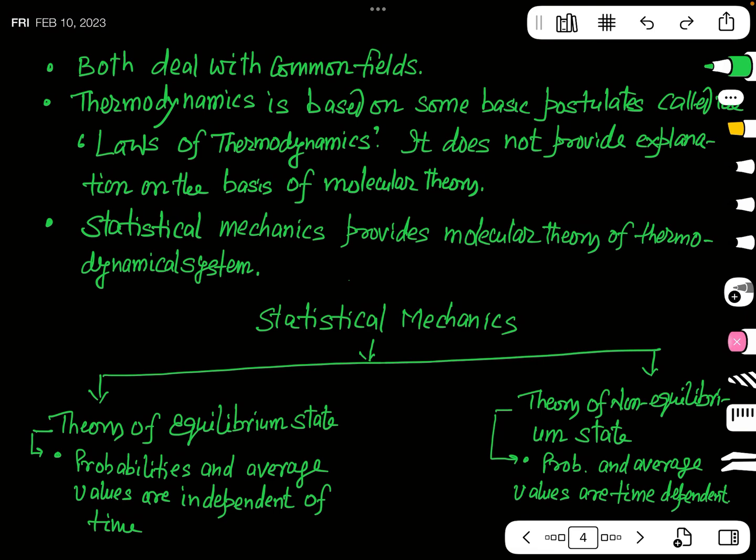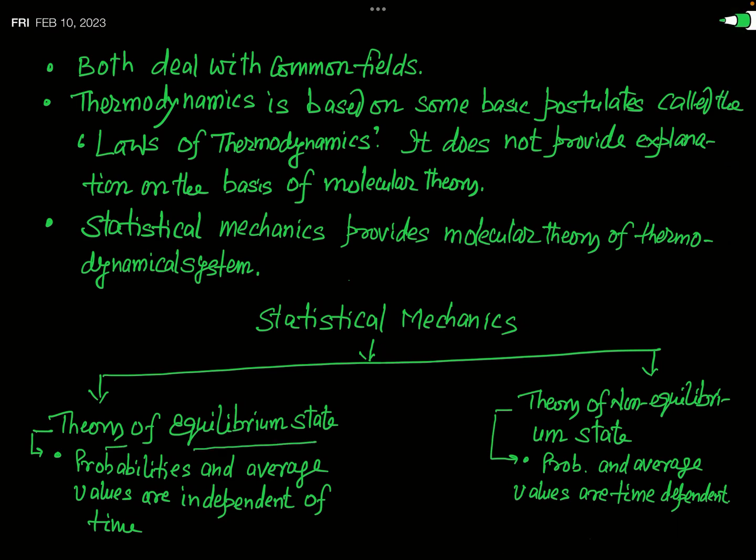So these were some of the important facts regarding statistical mechanics before the study of the proper chapter. Now, in fact, statistical mechanics may be broadly divided into two parts. The first part is called the theory of equilibrium state, and the second part is called the theory of non-equilibrium state. When you say theory of equilibrium state, in this theory we deal with the situation in which the probabilities and the average values are independent of time. Okay?